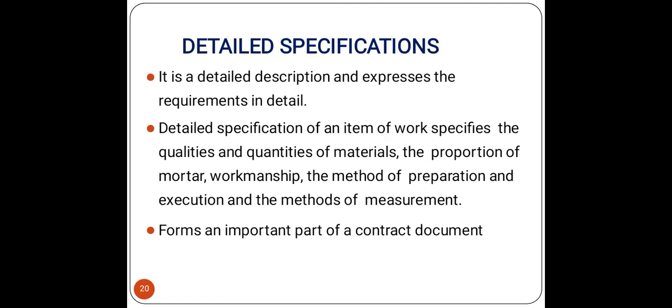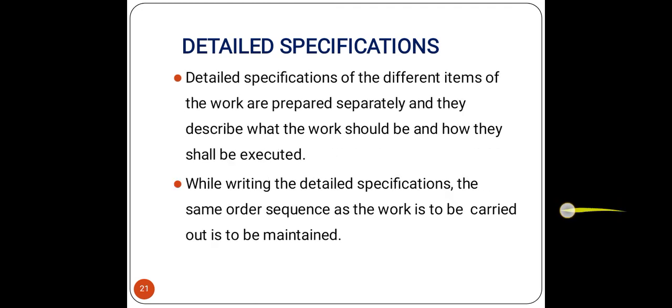Now, while talking about the detailed specification, it's a detailed description and expresses the requirements in detail. The detailed specification of an item of work specifies the qualities and quantities of materials, the proportion of mortar, workmanship, method of preparation and execution, and methods of measurement. It forms an important part of a contract document.